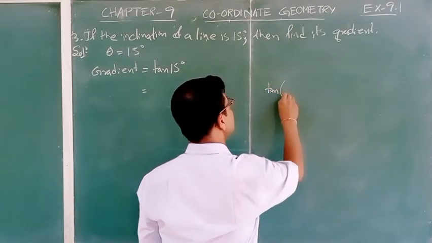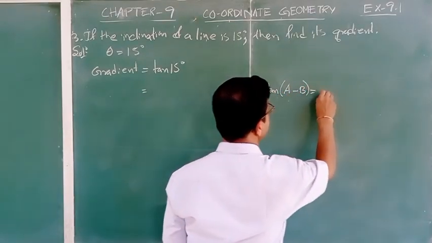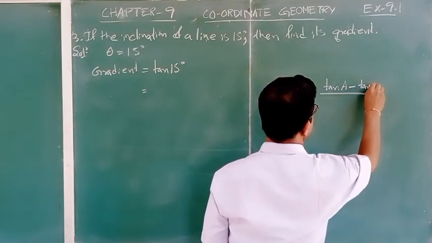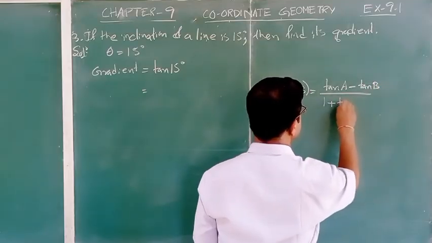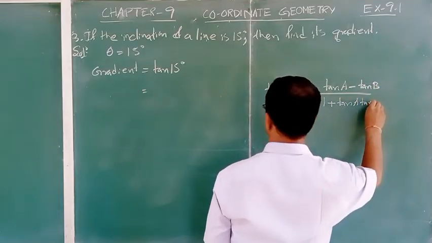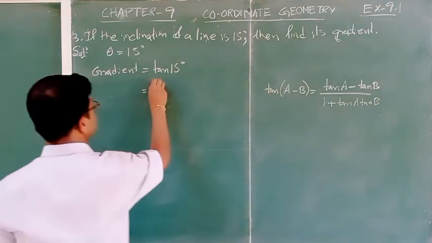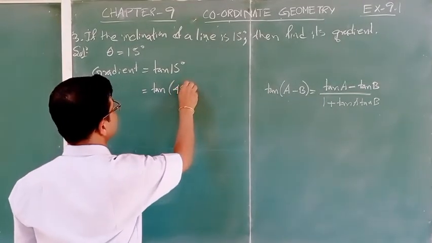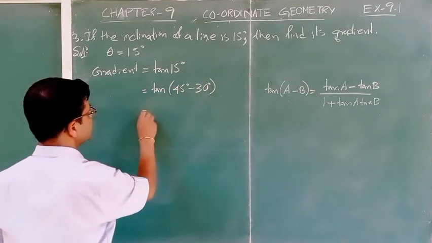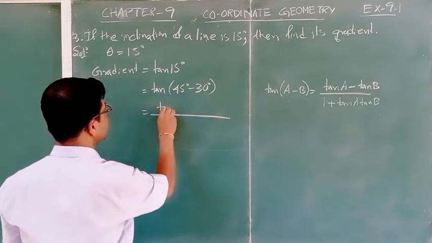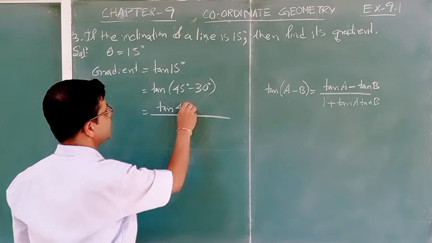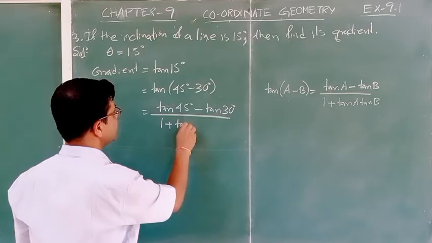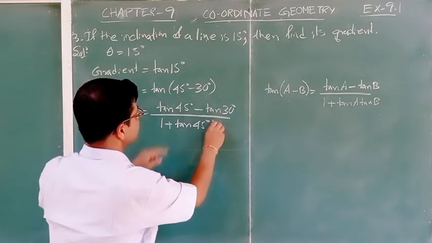Let us take a minus b. Tan of a minus b, how do we define it? Tan a minus tan b divided by 1 plus tan a tan b. In this way we define tan of a minus b. Now this is tan of 15 degrees. How can we express 15 degrees? We can express it as 45 minus 30, because their difference is 15. So this is tan of a minus b. What is it? According to that, tan a minus tan b divided by 1 plus tan a into tan b.